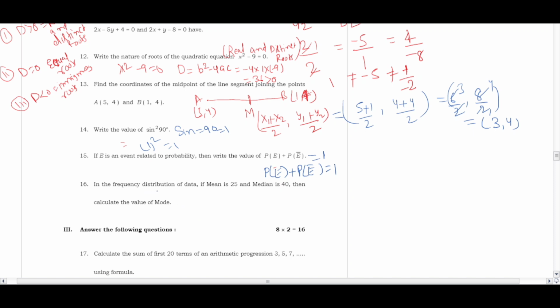Here in the 16 number question, in the frequency distribution data, mean is 25 and median value is 40. Then one formula is the mode formula. Mode formula is 3 median minus 2 mean. This is the formula. 3 median value is given 40 and 2 mean is 25. Then 3 into 40 is 120 minus 50. Then answer is 70.